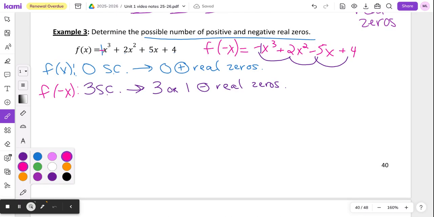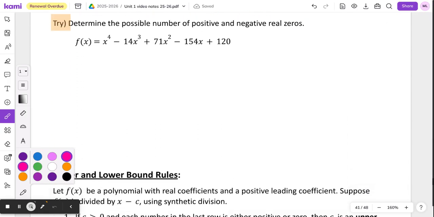Okay, which would make sense. If there are no positive real zeros, that means we'd have 3 negatives, or we'd have 1 and then 2 would be imaginary, because we have to have three zeros as it is.